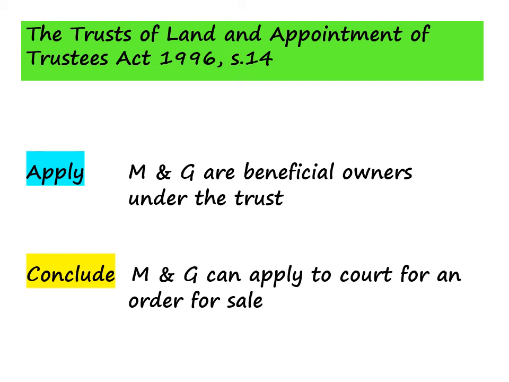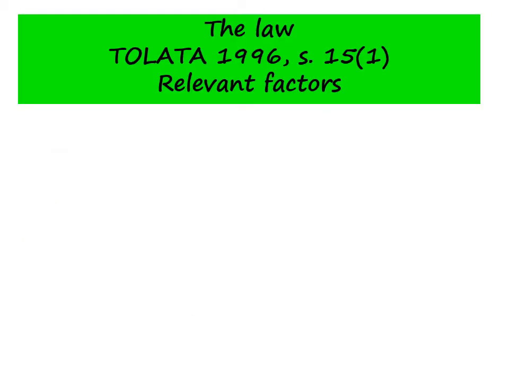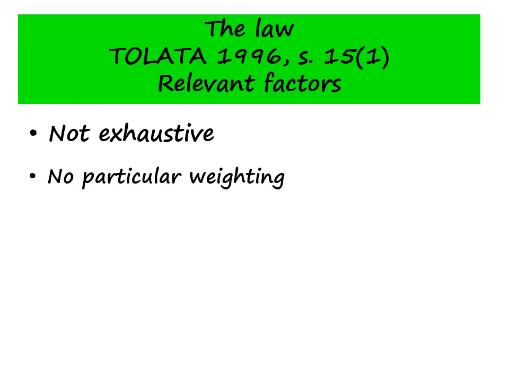So the next issue becomes, is the court likely to order a sale? And the relevant law is in section 15, which sets out the relevant factors that the court is required to consider. But I would also explain from the outset that this list isn't exhaustive, so the court can look at anything that it considers to be relevant, and also that the factors are not equally weighted. So some factors may play a more important role in the court's decision than others, depending on the circumstances.